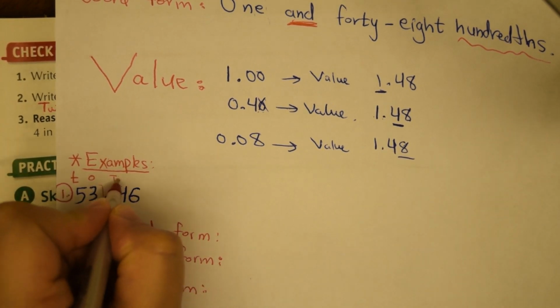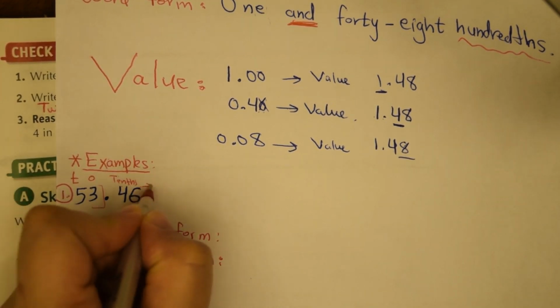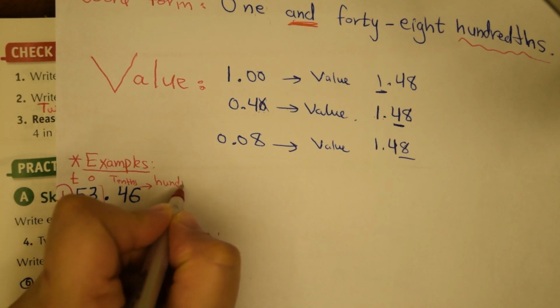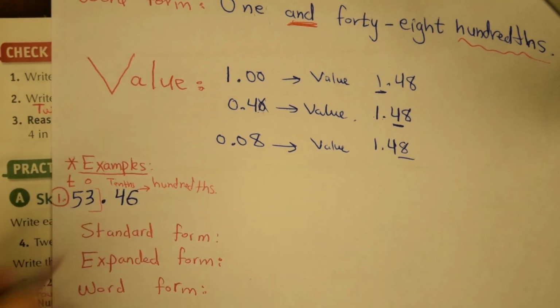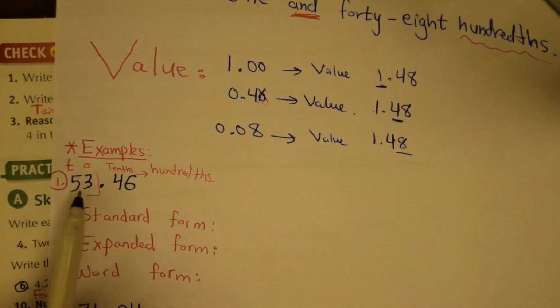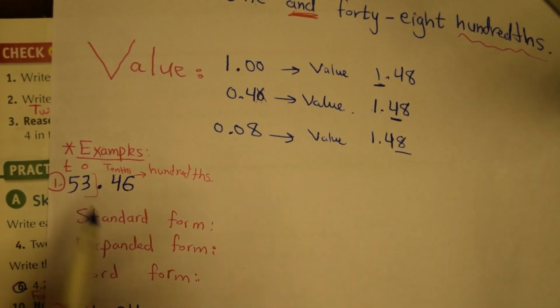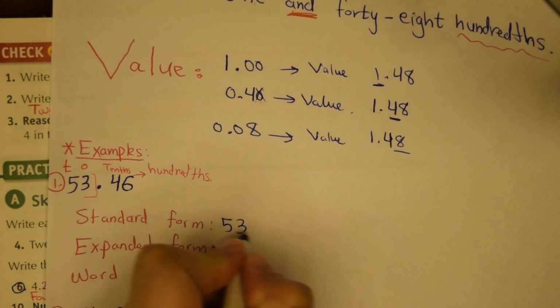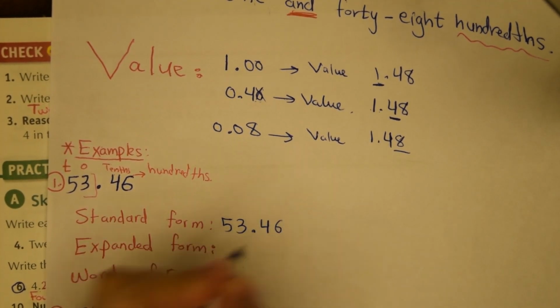Okay, and this is hundredths. Now the first thing we will write is the standard form. We said we will write the same number, just copy it down. This is the standard form of the number.